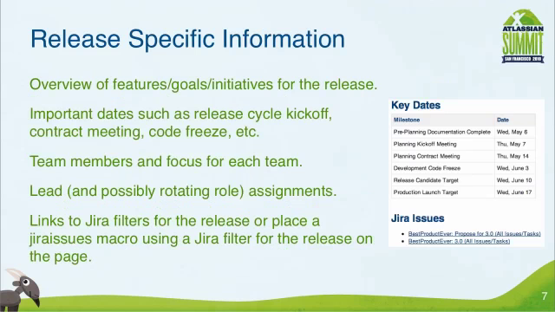So for instance, the first thing you could go through is, like I said, an overview of features, goals, and initiatives for the release, important dates such as when you're going to kick off planning, when you're going to have contract meetings, code freeze, release dates, team members and the focus for each team. We would go through and actually have lead roles and rotating roles. So we would have a build manager that rotated each release, and we would put who is going to be the build manager for that release. As well as, like I said, using Jira issues, whether it be a link to a filter or using the Jira issues macro.